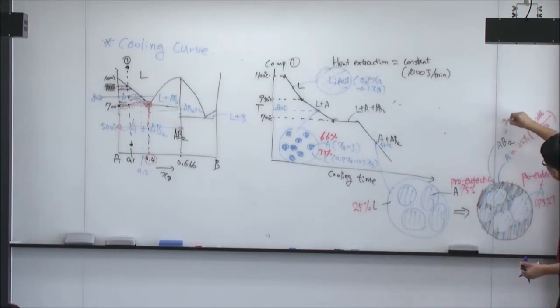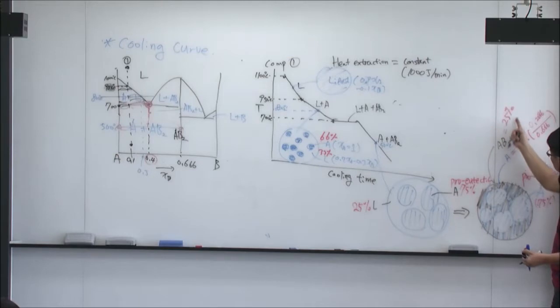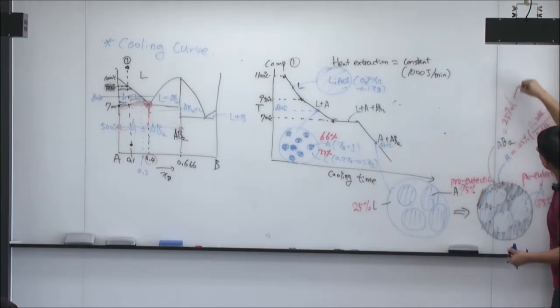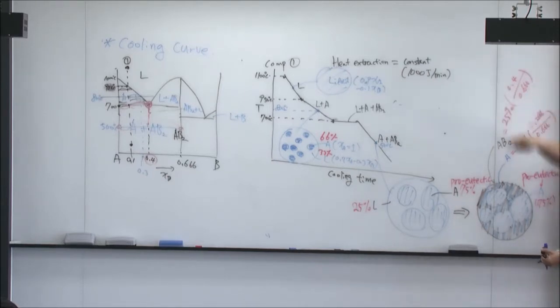And this one is originally 25% of the liquid phase, and it starts from the liquid phase, so it's 25%. But the fraction of this one is now 0.4 divided by 0.666. Okay, so the two together are still 25%.